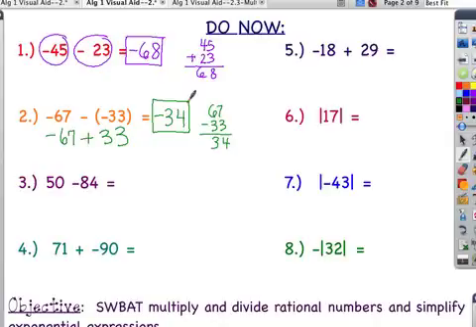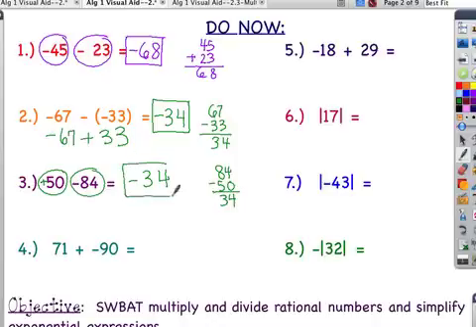Number 3, we have positive 50 and negative 84. These are different signs, so I subtract 84 minus 50, and I take the sign of my higher number, negative 34.